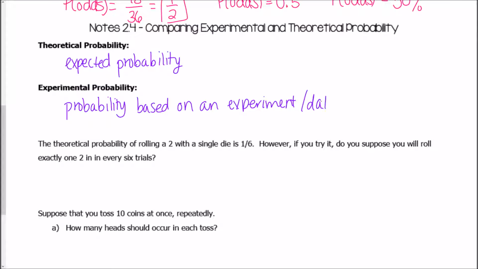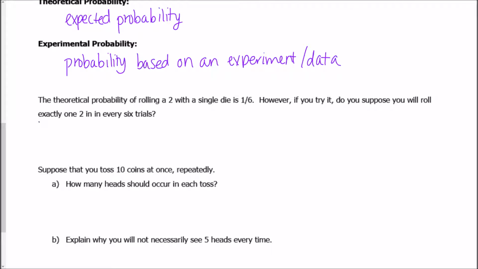It says right here that the theoretical probability of rolling a 2 with a single die is 1 out of 6. However, suppose you try it and roll exactly one 2 in every 6 trials. I want you to think about the answer to this question and answer it yourself, and then we will talk about it the next time I see you in class. So don't forget to press pause and fill in an answer right here, and then press play when you've written your answer in.